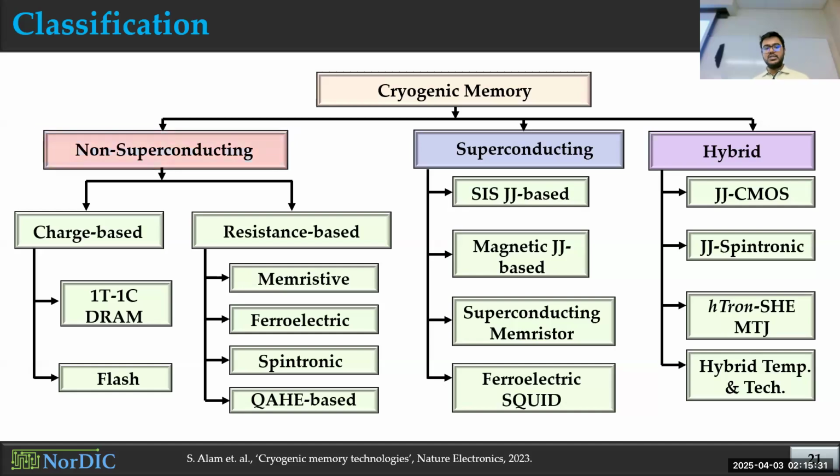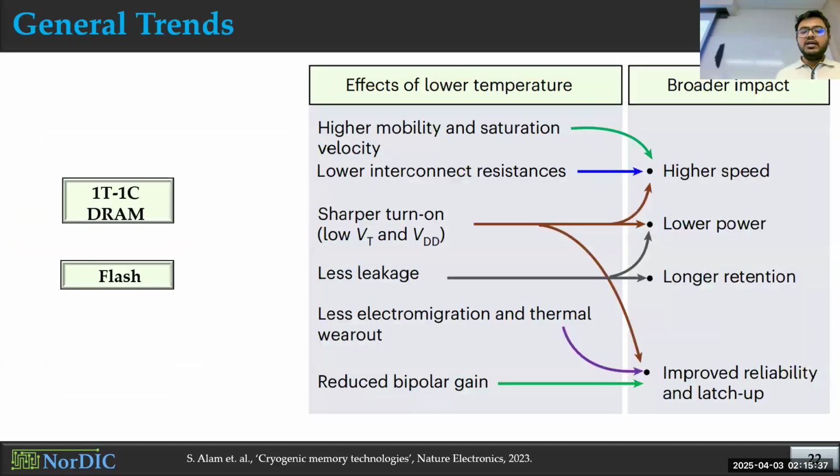So we'll start our discussion with non-superconducting memories, and we'll start with the charge-based memories like SRAM, DRAM, and flash. If you remember, I think you have already learned about DRAM and flash in this course, right? In DRAM, the simplest one is 1T1C, where you have one transistor and one capacitor connected in series. And in the flash memory, you have only one transistor, right? If you think about these two technologies, and also SRAM, there you have 6 transistors.